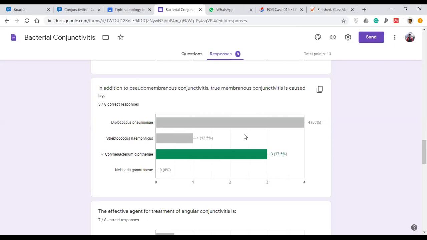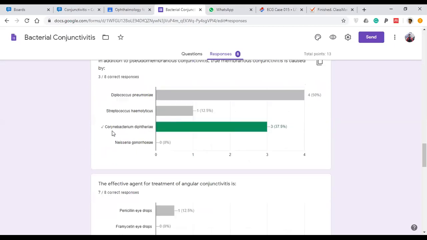Pseudomembrane का मतलब ये है कि there is so much exudate, so much pus that it accumulates over the surface and forms a pseudomembrane. And in a true membrane, there is pathogenic invasion, and the raw mucosal surface becomes adherent to the membrane above. So true membrane and pseudomembrane formation occur in Corynebacterium diphtheriae.